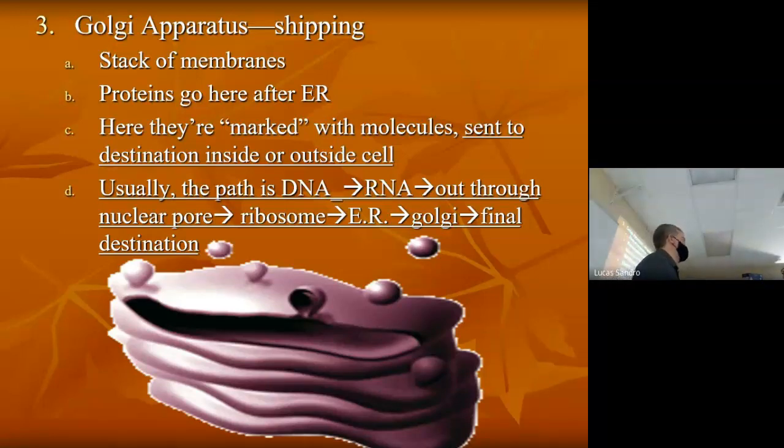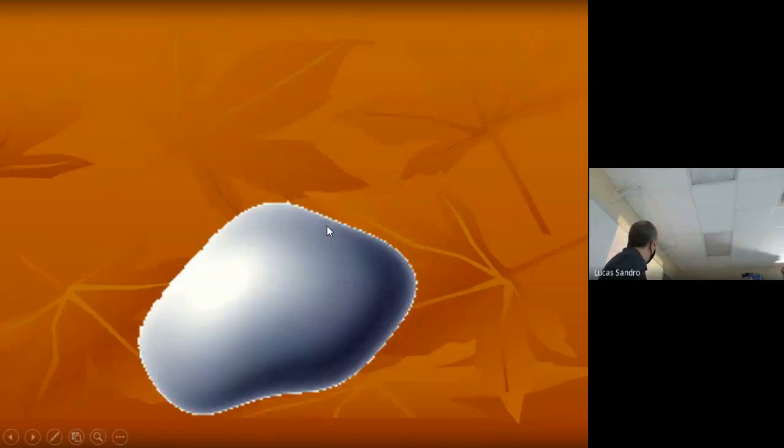There's basically two kinds of side trips that stuff can take on its way through. There are times when things need to be broken down. The cell takes something in and it needs to be broken down, or a cell part gets old and it needs to be basically sent to the trash heap. And sometimes stuff needs to be stored.